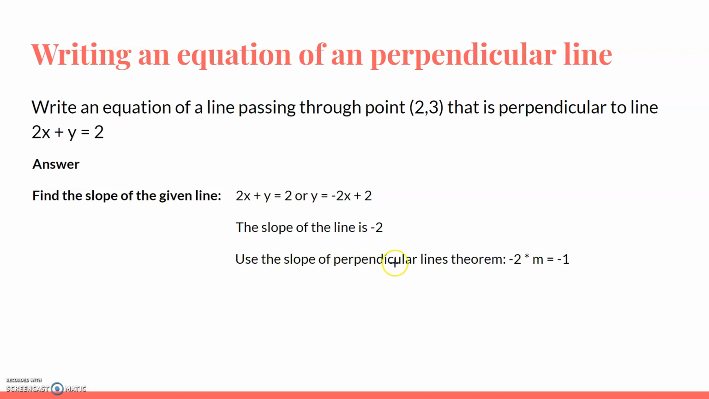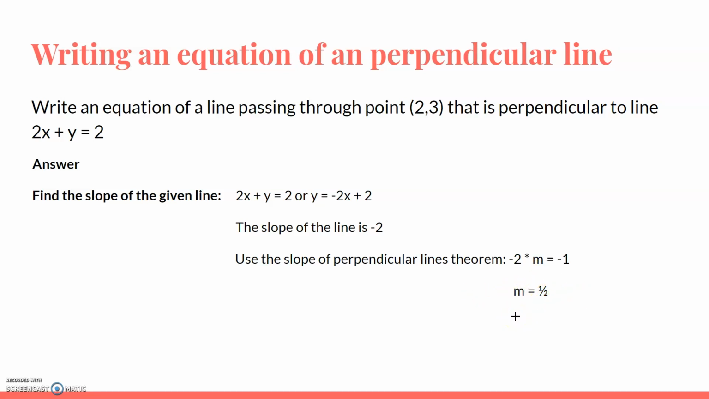But we need to use the slope of perpendicular lines theorem to find the slope of the new line. We know that perpendicular lines have slopes with a product of -1, so we need to find what number multiplied by -2 gives us a value of -1, and that's going to be 1/2. So that's going to be the slope of our new line.